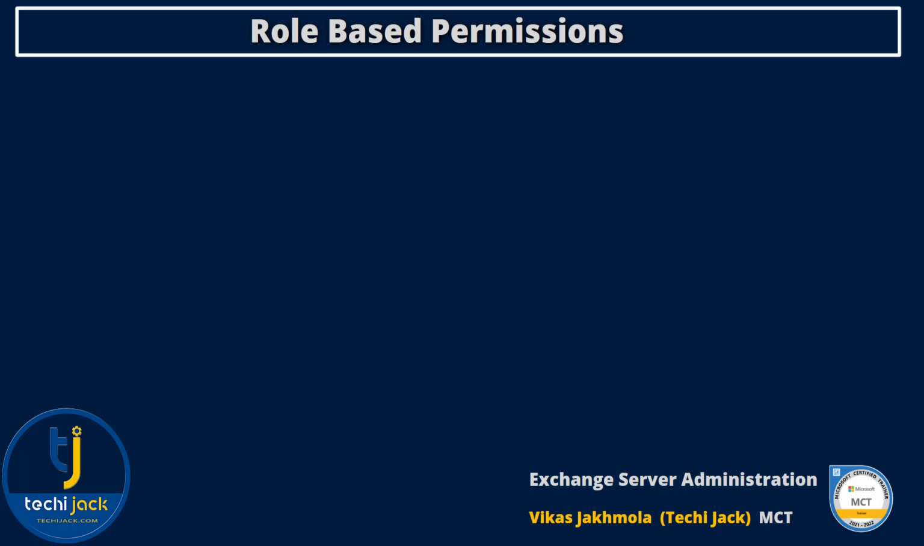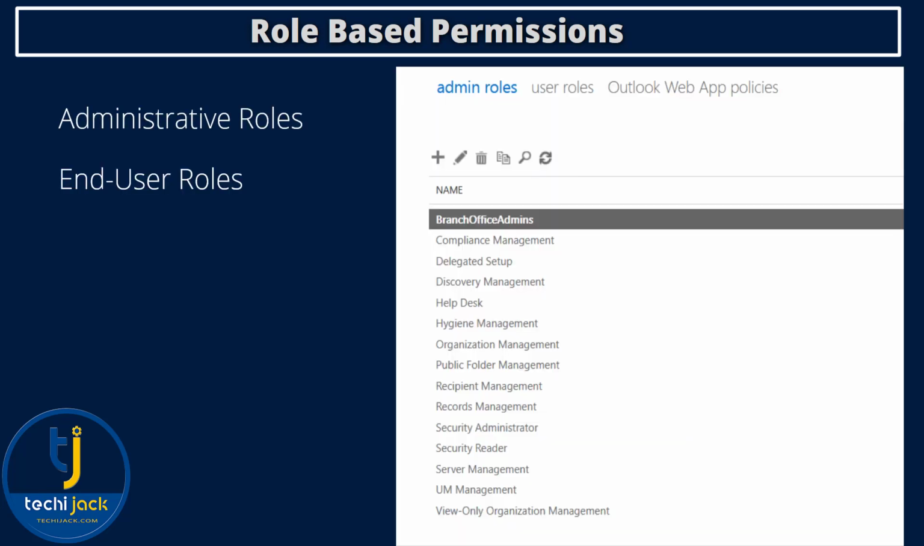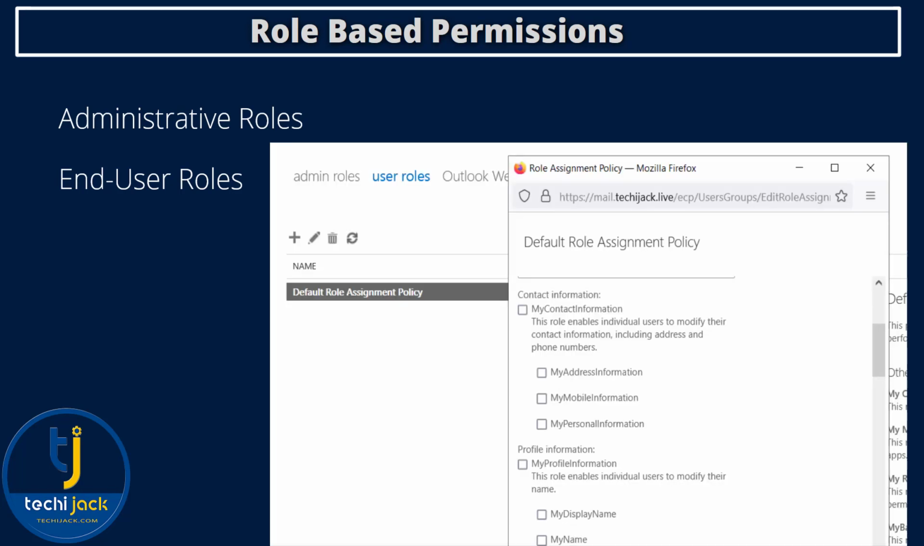There are two types of roles: administrative roles and end user roles. The administrative roles contain permissions that can be assigned to administrators or specialist users using role groups that manage a part of the Exchange organization, such as recipients, servers or databases. The end user roles are assigned using role assignment policies, and they enable users to manage aspects of their own mailbox and distribution groups that they own.